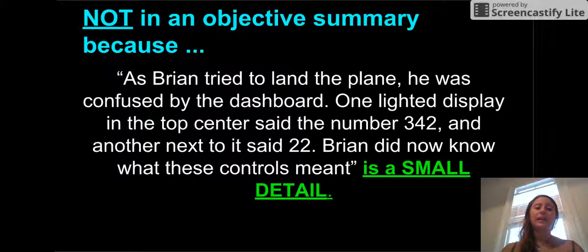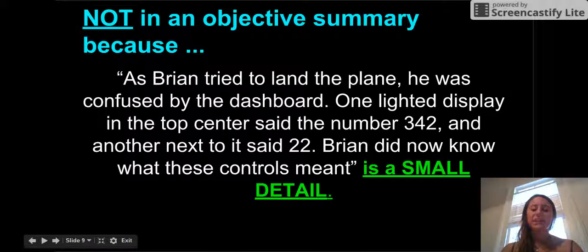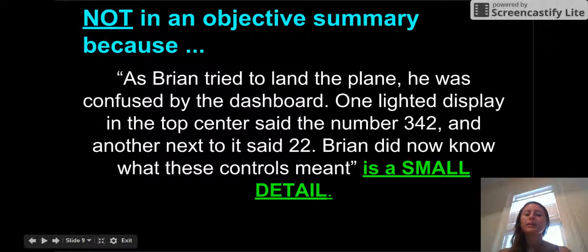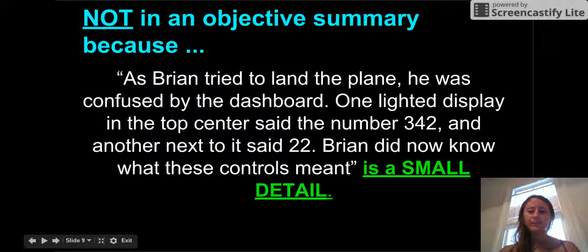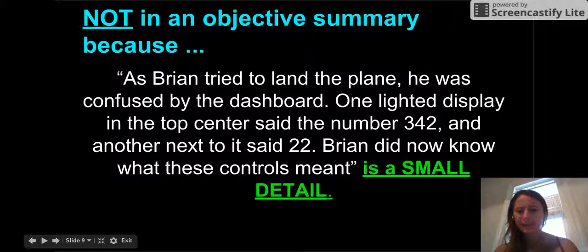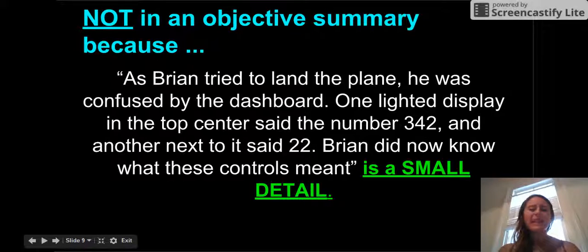This does not belong in an objective summary because as Brian tried to land the plane, he was confused by the dashboard. One lighted display in the top center said the number 342, and another next to it said 22. Brian did not know what these controls meant. That's a small detail. When we're talking objective summaries of Hatchet, him trying to land the plane is important, but this is a pretty specific detail. That's really not something you should put in an objective summary. It's too small. It's not a big main event in the story.